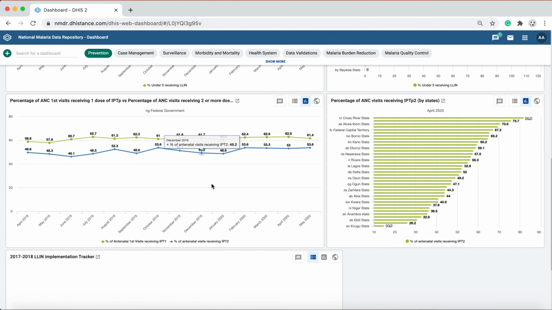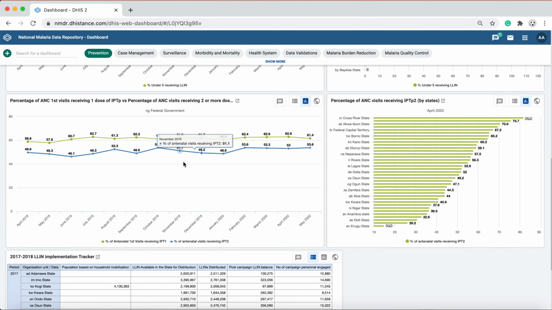Next chart, you will see that this is a display of percentage of ANC first visit receiving first dose and second dose of SP, that's the IPTP 1 and 2. So the blue line here, the trend, represents the IPTP 2, while the light green line represents IPTP 1. As you can see, it's a pretty stable trend that has about 60% for the IPTP 1, then about 52% for the IPTP 2 over the period of the 13 months.